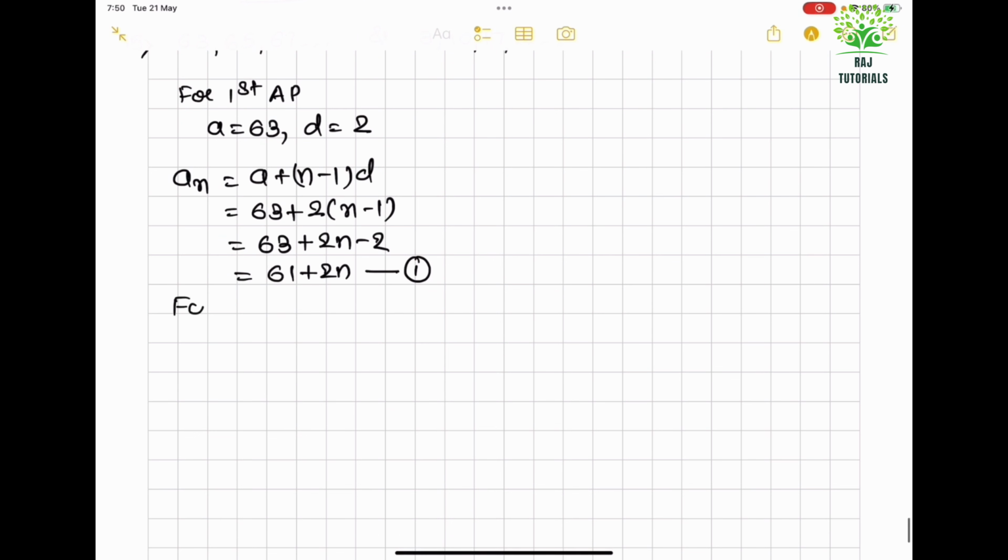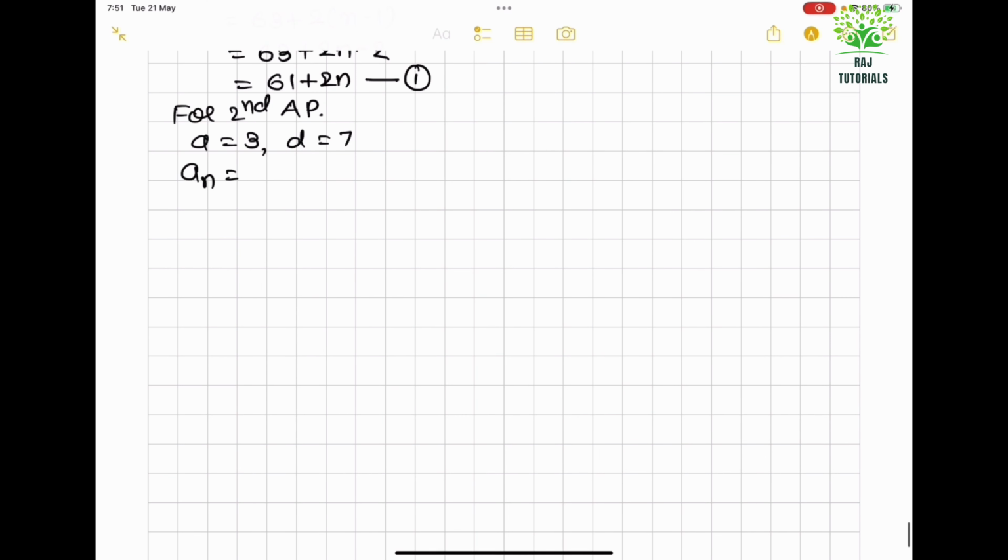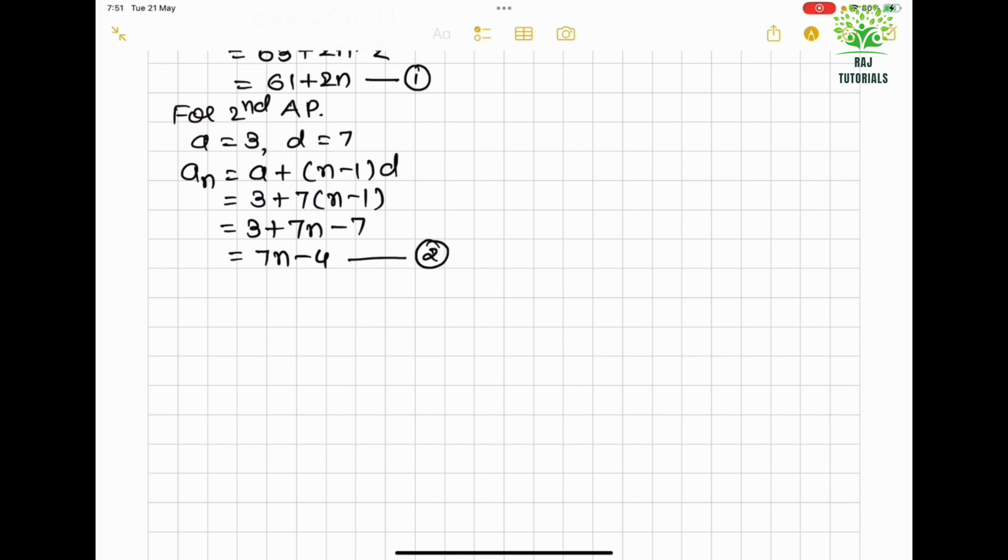Now for the second AP, A is 3, D is 7. An will be A plus n minus 1 D. So An will be 3 plus 7 into n minus 1. So 3 plus 7n minus 7. So 7n minus 4 I will get here.